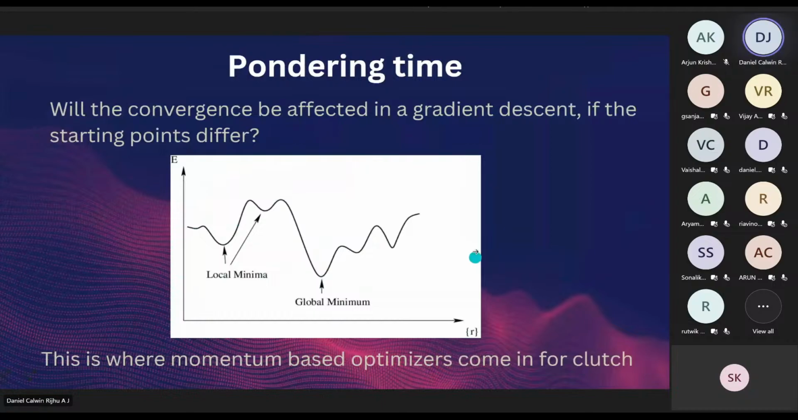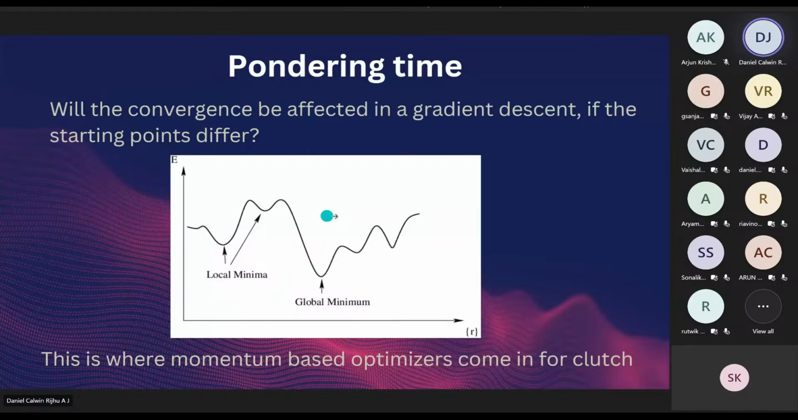So yeah, now I have a question. Will the convergence be affected in a gradient descent if the starting points differ? Let's say I'm starting from over here in the first case, and I'm going to start from over here in the second case. Will I end up at the global minima in both cases? The obvious answer would be no, because in the second case, I'll end up at the global minima. But in the first case, I'll end up in the local minima itself, because I won't be able to climb back up to this point, and I can't reach the global minima.